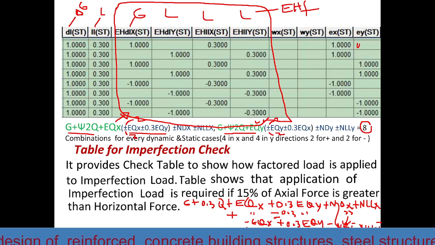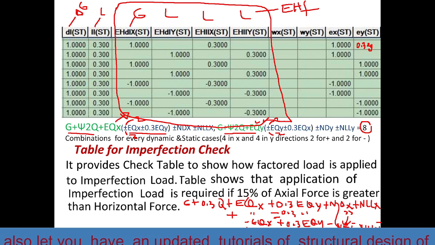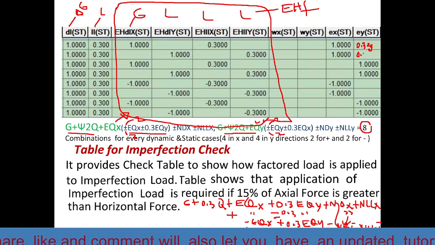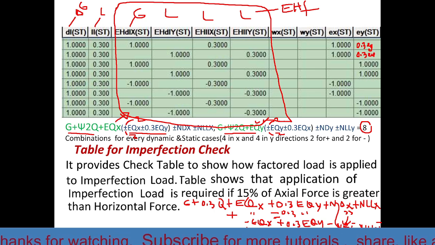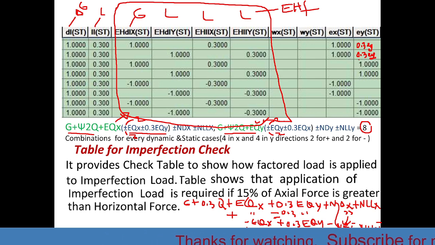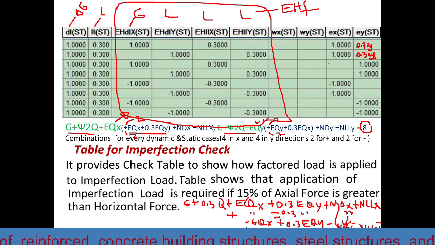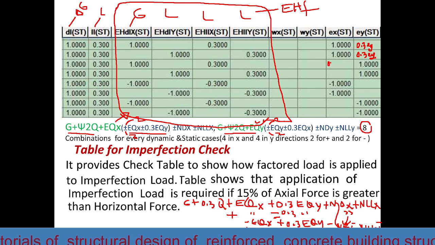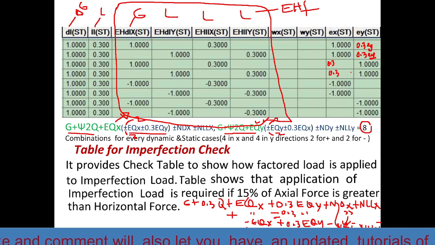Here we have also 0.3 AY, here 0.3 AY, and we have 0.3 AY. We can put this combination, because 30% of the seismic load will be coming in y direction, while 100% of the seismic load is applying in x direction. And similarly here, that is 0.3. Here we have 0.3.